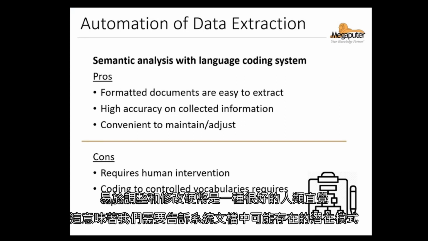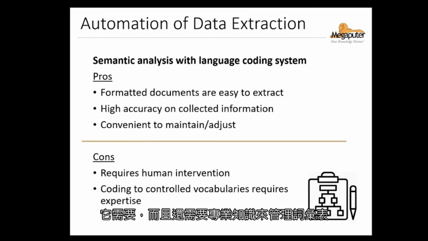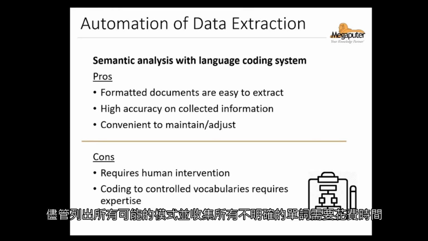The con is that it needs human intervention. It means we need to tell the system the potential patterns that may exist in a document, and it also needs expertise to manage the controlled vocabularies. Also, it takes time to list all potential patterns and collect all ambiguous words and jargon.